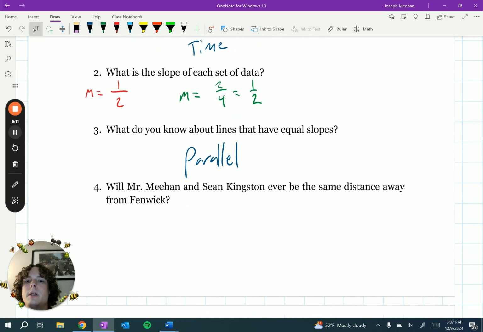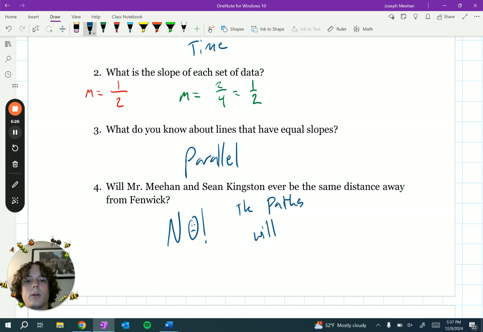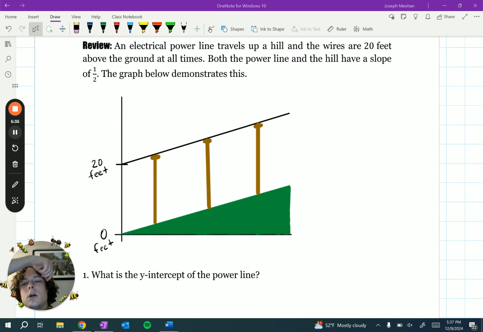So, will Mr. Meehan and Sean Kingston ever be the same distance away from Fenwick? No, because the paths are parallel. They're never going to intersect. So, let's say the paths will never intersect. There we go. Some review here.